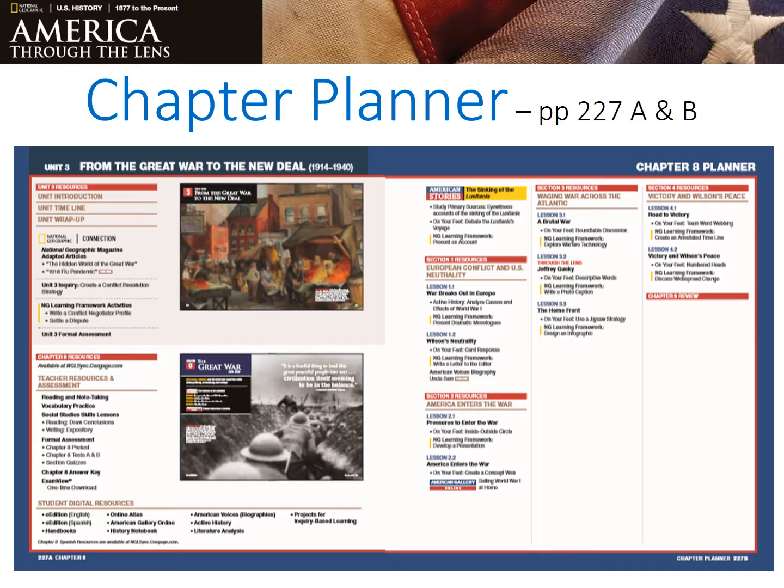Next in the unit, you'll find the chapter planner. This provides the teacher resources, assessment, and digital resources that will be used throughout the chapter. Any special features are shown, and resources for each chapter section are shown in detail. Teacher resources include reading and note-taking, vocabulary practice, skills lessons, and formal assessments. Students' digital resources include the e-edition, handouts, an online atlas, the history notebook, and projects for inquiry-based learning.